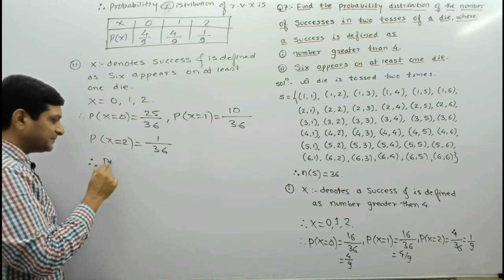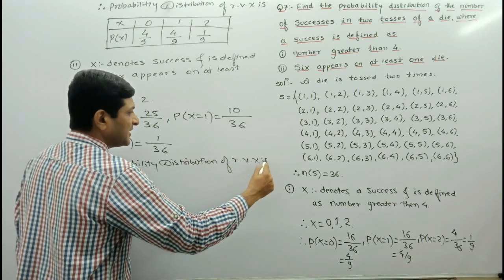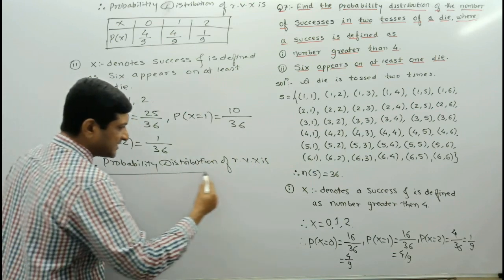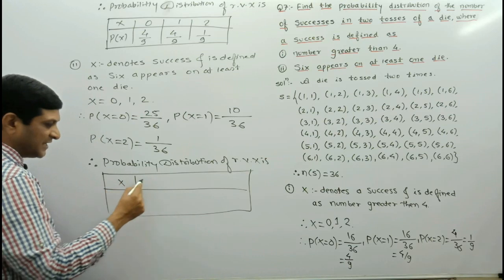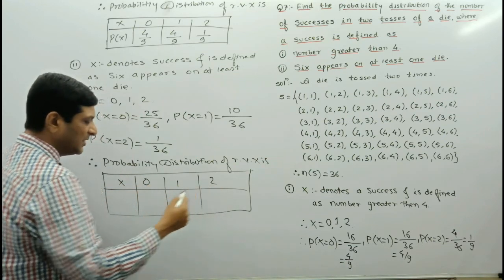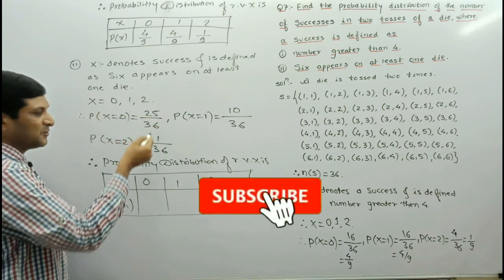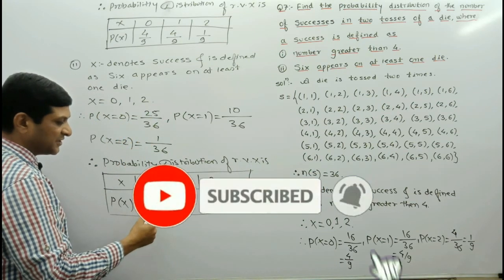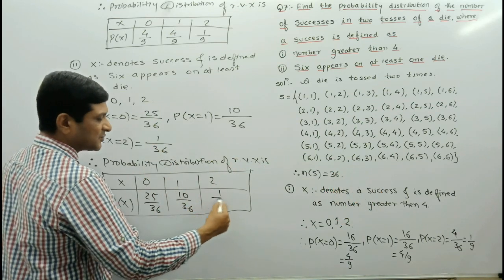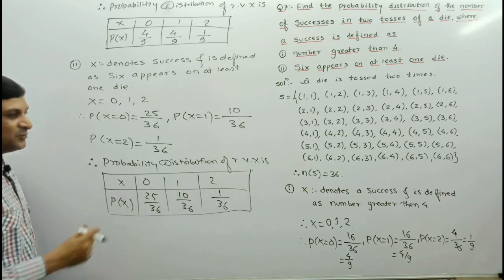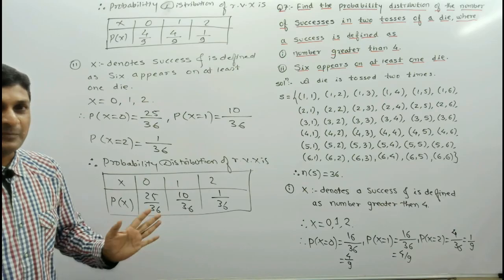So therefore the probability distribution of random variable x is, here we represent the probability distribution in tabular form. First write down the values of the random variable, that is 0, 1 and 2. Later on we write their corresponding probabilities. When x is equal to 0, probability is 25 upon 36. When x is equal to 1, probability is 10 upon 36, and in the last case 1 upon 36. In this way we have got the probability distribution for both the examples.